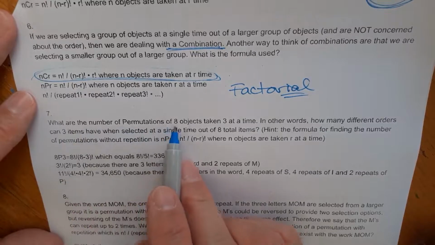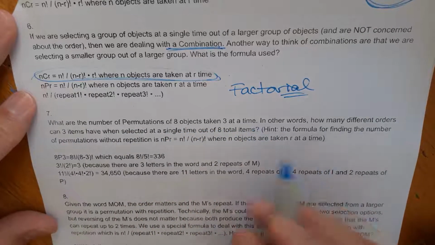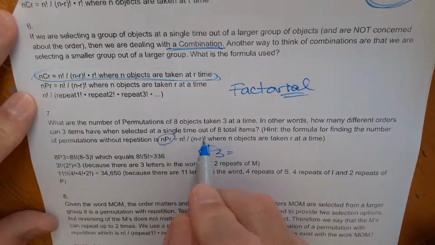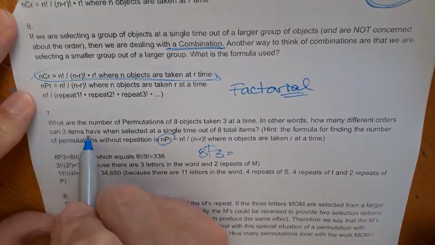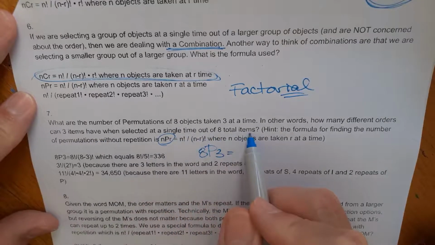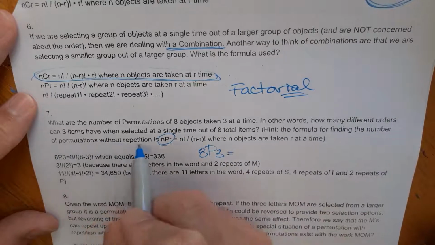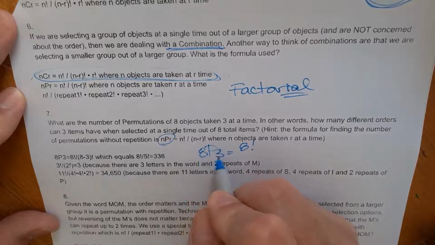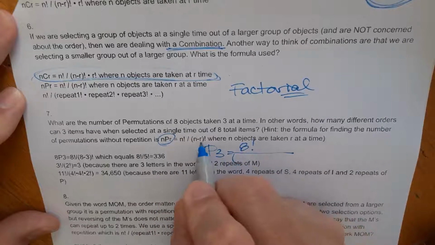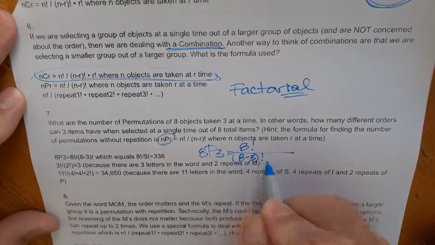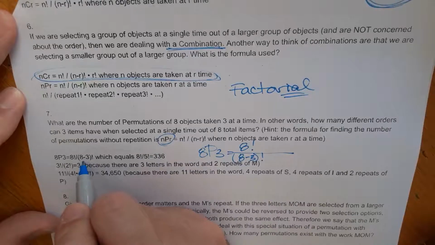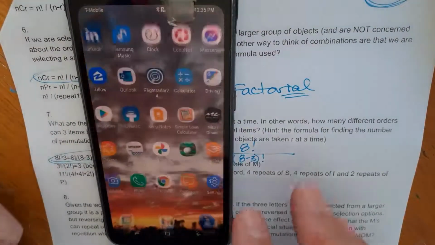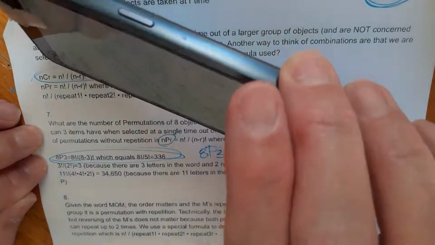What are the number of permutations of 8 objects taken 3 at a time? So now they're giving us this setup, 8P3, and they're having us fill this in according to this formula. In other words, how many different orders can 3 items have when selected at a single time out of 8 total items? Hint, here's the formula. So it's going to be 8 factorial, just filling in, which is n factorial, divided by (n minus r), which is 8 minus 3, factorial. And here it is. Notice they even did the math for us, 336. You're going to definitely want to go and reproduce this. Bring open your calculator, clear this out, turn it sideways.